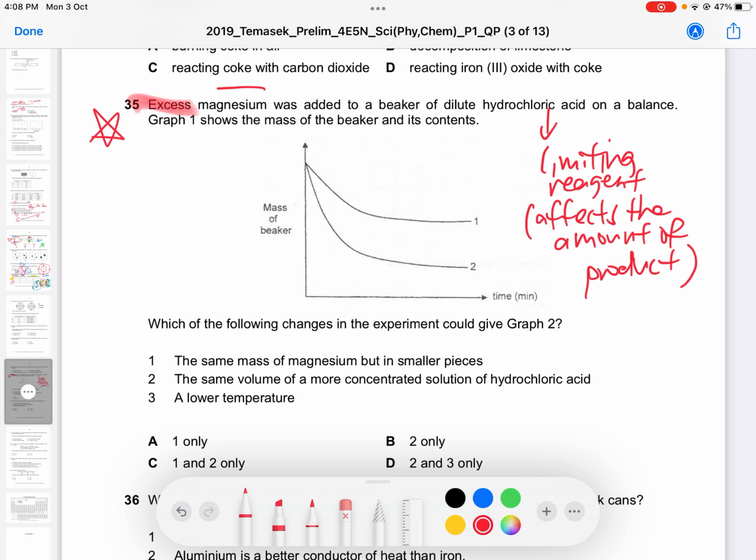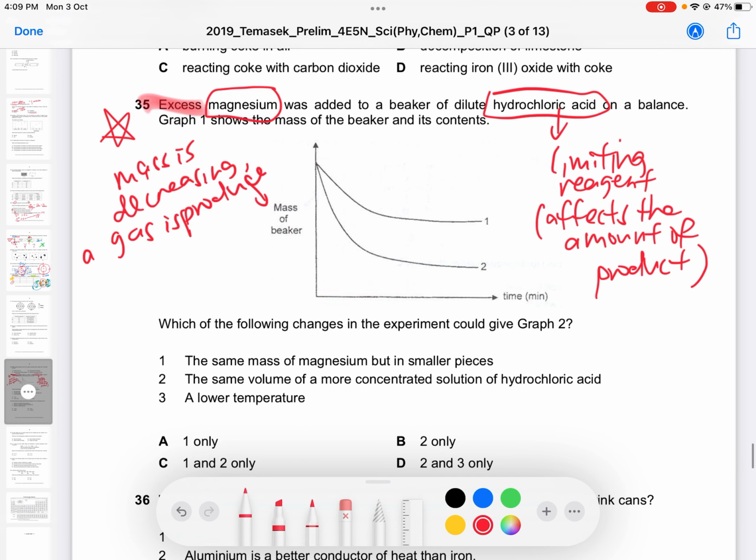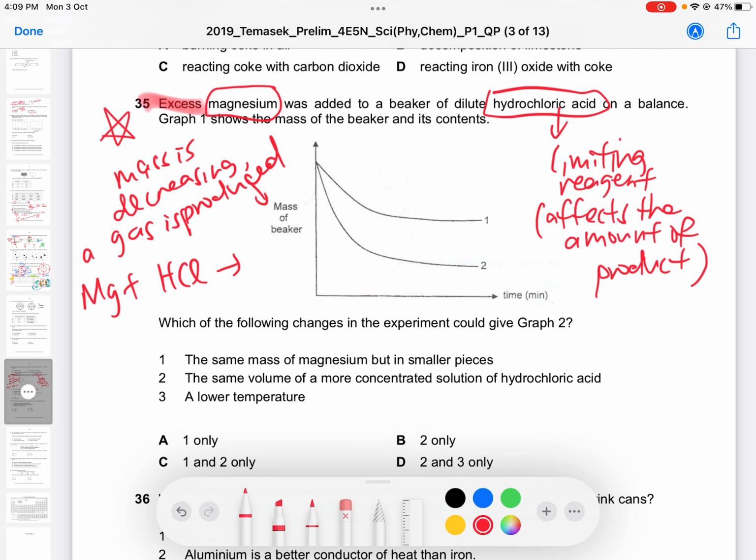Okay, so I have magnesium, I have acid. You see that the mass is decreasing. Okay, mass is decreasing. So this means that a gas is produced. Okay, it's lost to the surrounding. So magnesium plus acid, which is a metal, you have your salt plus hydrogen gas. Okay, so that is why it will cause a loss in mass.